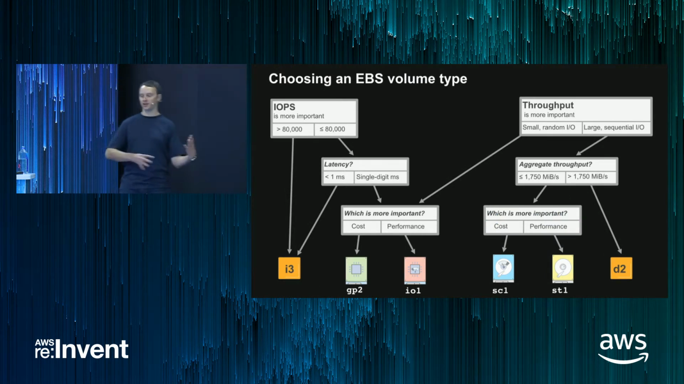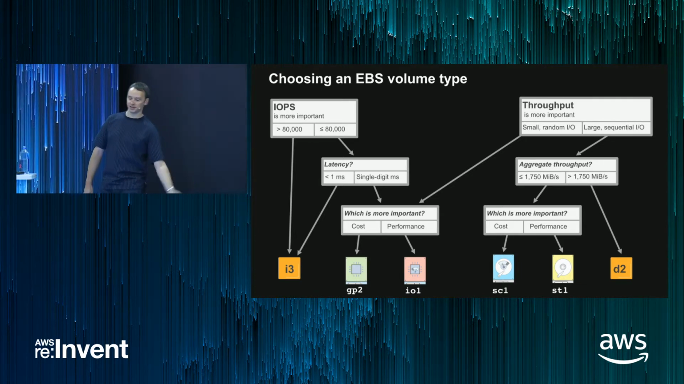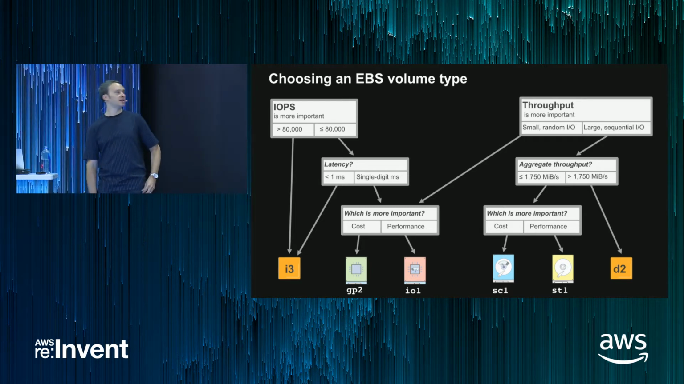So here's like a hierarchy of, if you need over 80,000 IOPS and sub-millisecond latency, you can look at instance store inside the i3 instances. We have NVMe disks that offer 3.3 million IOPS on these instances.